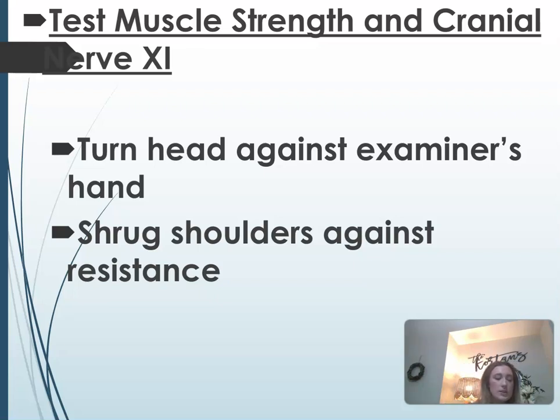So when we are testing for cranial nerve 11, this is our accessory, this is basically the shrugging of our shoulders. You want to have them turn their head against the examiner's hand. If I have my hand right here on my patient and they turn their head, they should be able to turn it against resistance. They do that on both sides, and then shrugging the shoulders against resistance. I would put my hands on my patient's shoulders, and they would be able to push up against the resistance. That would be a normal finding. And that's going to be your cranial nerve 11, or your accessory.